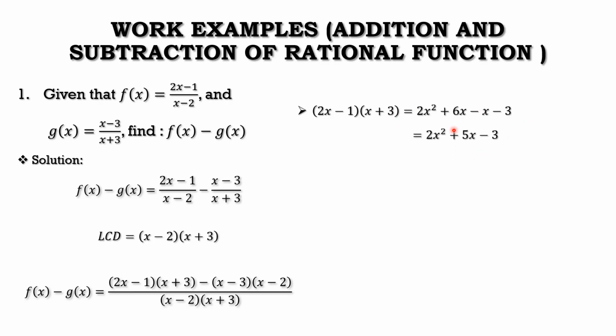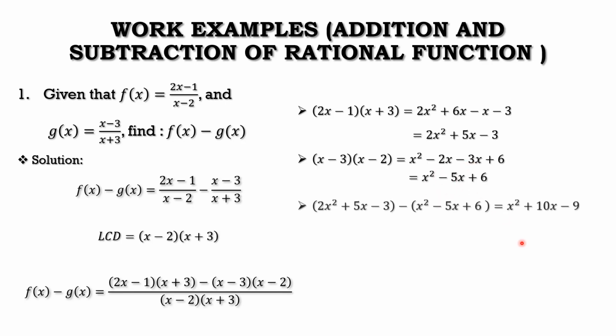Then I'll simplify this one by grouping like terms, and we are going to end up with 2x squared plus 5x minus 3. Then the next one will be x minus 3 times x minus 2. You expand it using the same process. Then our final answer will be x squared minus 5x plus 6.